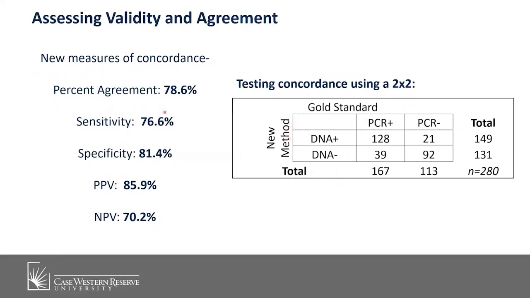So we found that in the binary call of infected to uninfected, they were about 78.6% similar to each other. And we also found that the new sequencing methodology is actually better at identifying true negatives rather than true positives, because specificity is the proportion of people who were called negative who are actually negative. And these two values that go here are related to the sensitivity and specificity of the test. This is positive predictive value and negative predictive value.